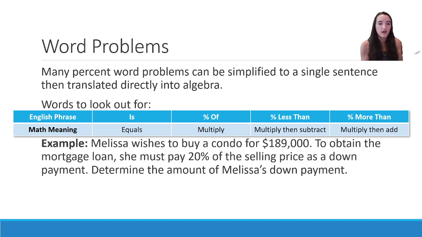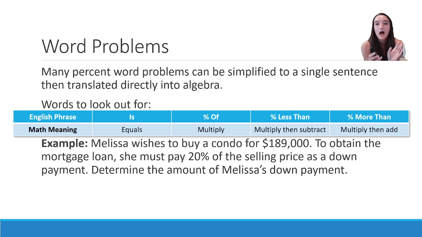So, here I have, for example, Melissa wishes to buy a condo for $189,000. To obtain the mortgage loan, which is the type of loan for a house, she must pay 20% of the selling price as a down payment. So this is a very common real-world thing that you have to pay at least 20% as a down payment in order to buy a house. You have to be able to provide that amount in order to purchase a house, even if the rest of it is on loan. Now, we want to determine the amount of Melissa's down payment on this $189,000 condo.